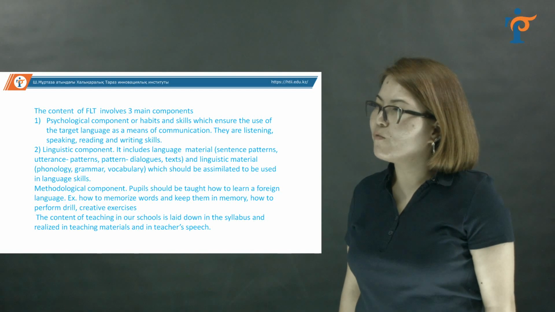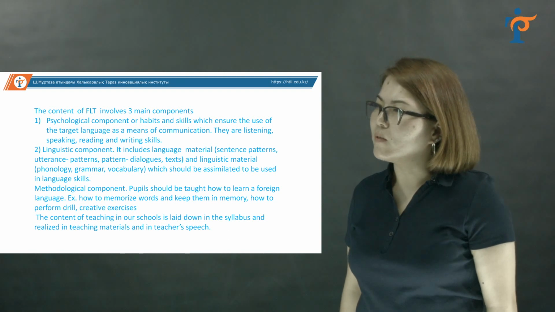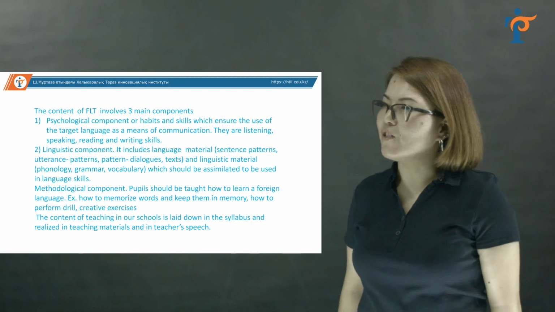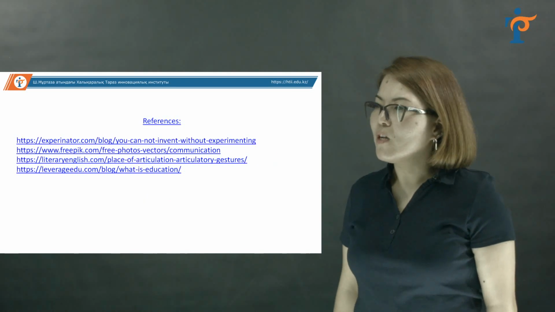The content of teaching in our schools is laid down in the syllabus and realized in teaching materials and in teacher's speech. So this is the end of the first lecture.